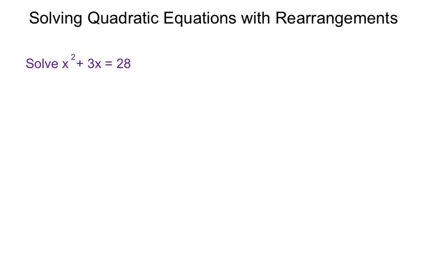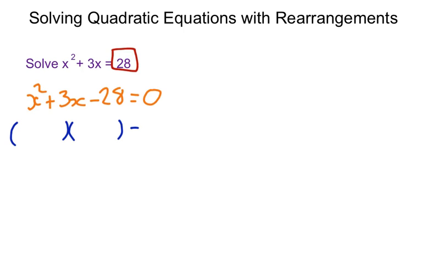We have x squared plus 3x equals 28. So the first thing we need to do is make this equal to 0 so we can factorize and solve it. To do that, we have x squared plus 3x, and then we take the 28 from this side and take it away from both sides, so we take it from the left hand side as well, and now we're left with equals 0.